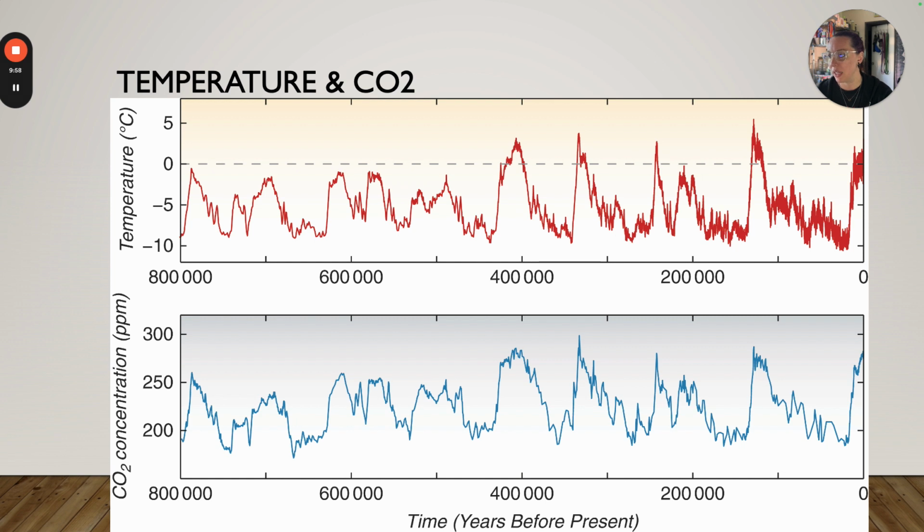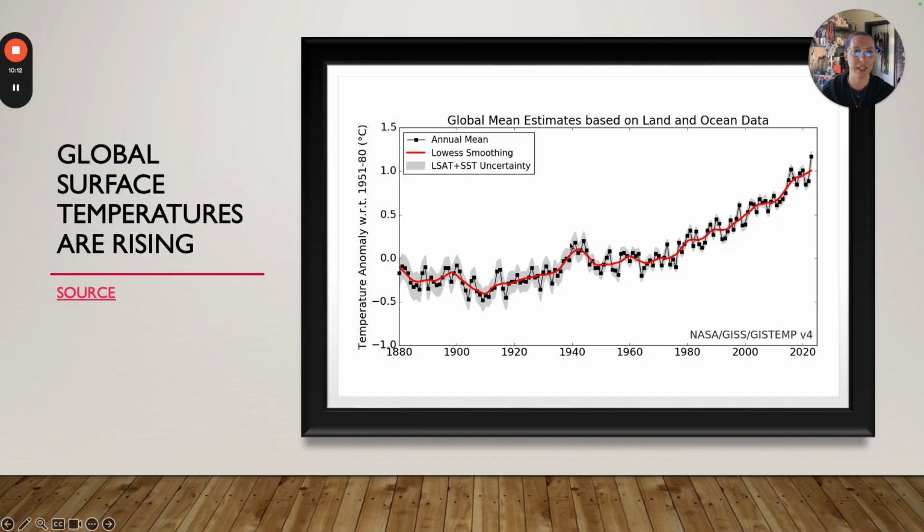Okay, so the last few things I want to cover in this video are to zoom in just a little bit, look at what's going on now, and look at some graphs. We can see from this graphic from NASA that global surface temperatures are rising. This is looking at both land and ocean data. I encourage you to play around with this source. You can make all different types of graphs. You can also download the data yourself and make your own graphs if you so choose.